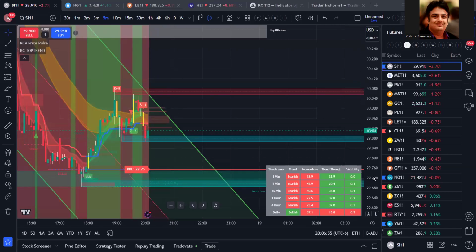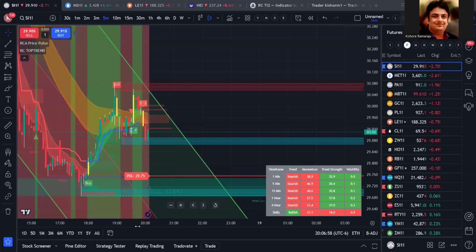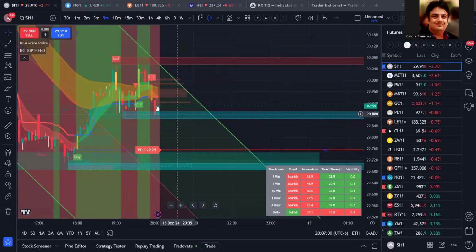Or if I get a sell signal with a red background, right? For example, there is a support here. If the support breaks, then silver can come all the way to the bottom. So we have to wait and see whether the support will continue, whether from the support it will move up or come down. From price pulse, it is telling that there is a possibility for a drop, but top trend is showing a support here. So we need to just wait and see whether the support will continue or the price can drop completely to the bottom.